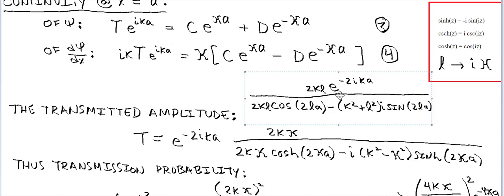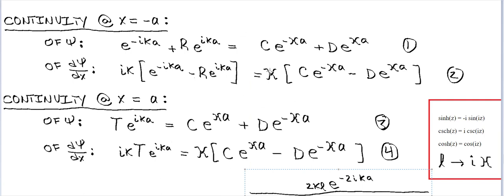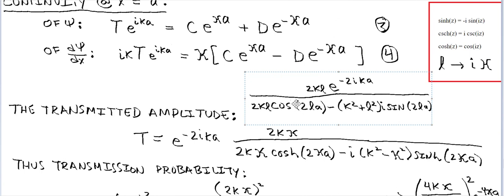Everywhere in this old solution that we had an L, we can just replace it with an i times a kappa, because that's really the only difference between these 1, 2, 3, and 4 equations for the finite step compared to the finite well. You're just substituting L for i kappa to get these sets of equations. And so we can do the same thing in our solution.